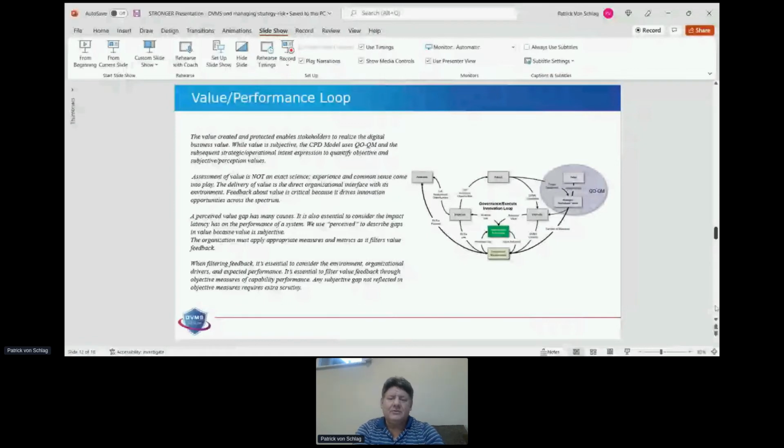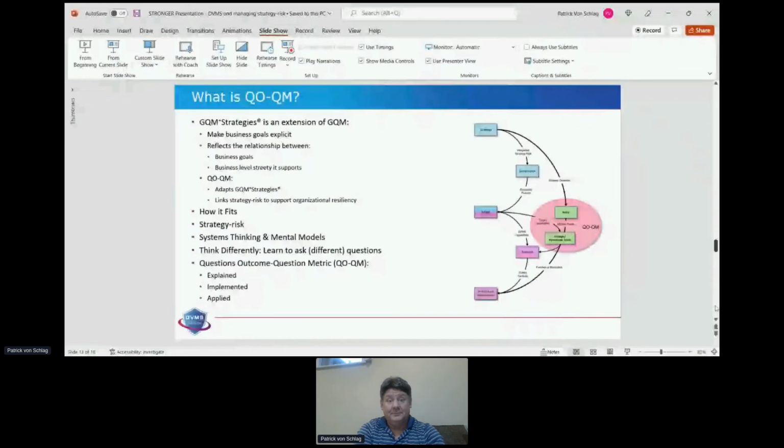So let's take a minute to talk about that little bubble on the right-hand side, right? We call this question outcome question metric, and it's an outgrowth of a very well understood metrics framework called goal question metric with an extension called goal question metric strategies. It was created by Dr. Basili at the University of Maryland a number of years ago, has been updated and evolved many, many times over the years. And what it does is it helps us think about how we're actually going to know if we meet strategic goals and how do we convert strategic goals and planning into operational intent and action.